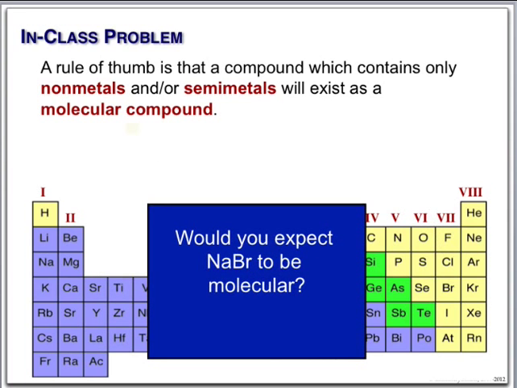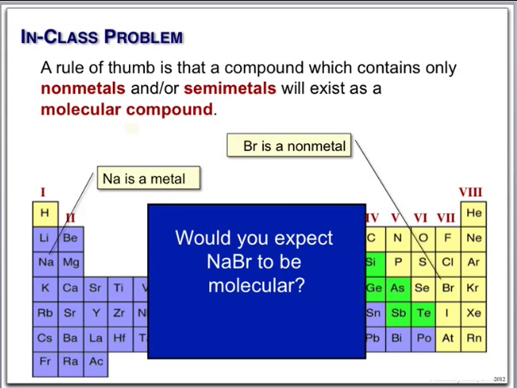Sodium bromide. Well, that's a simple one. I hope that one's on the exam. Sodium is over here in group 1. Bromine is over here in group 7. This is an ionic compound.